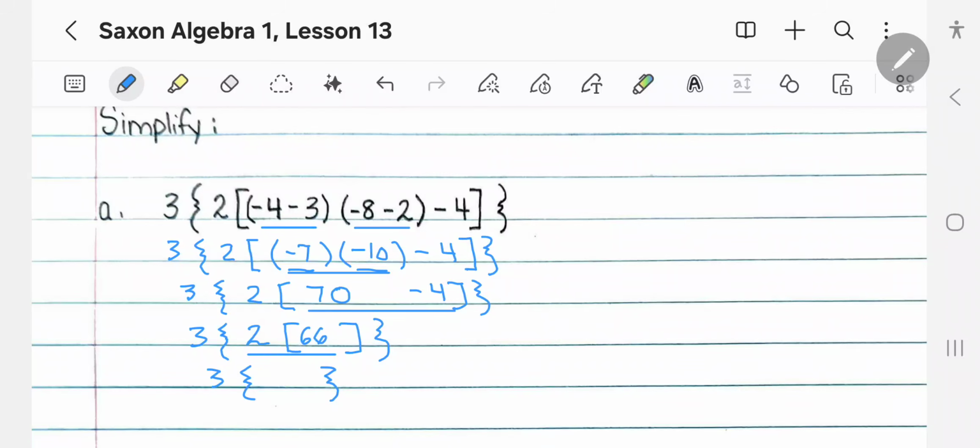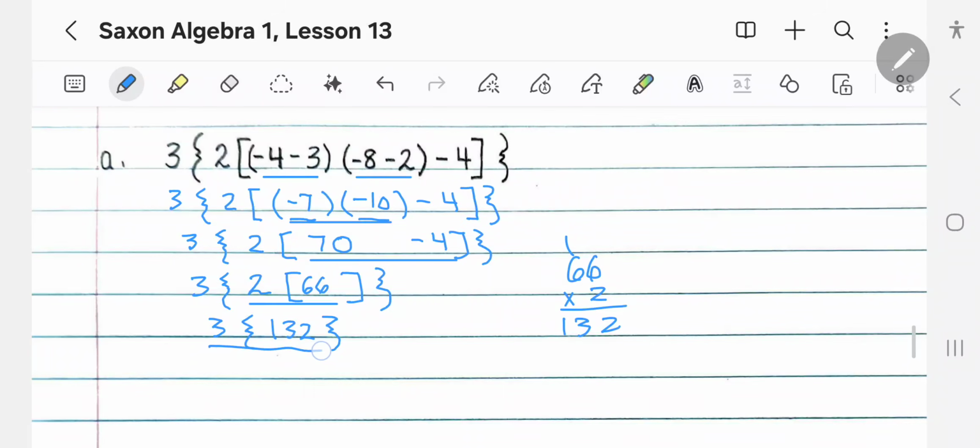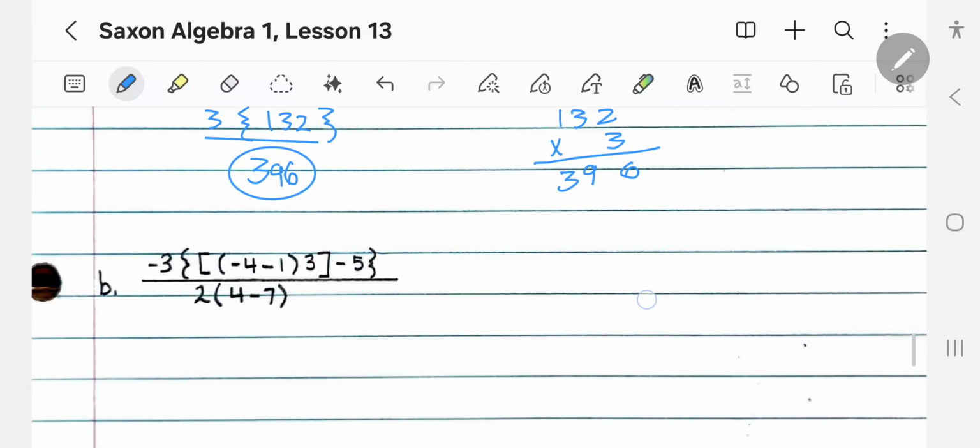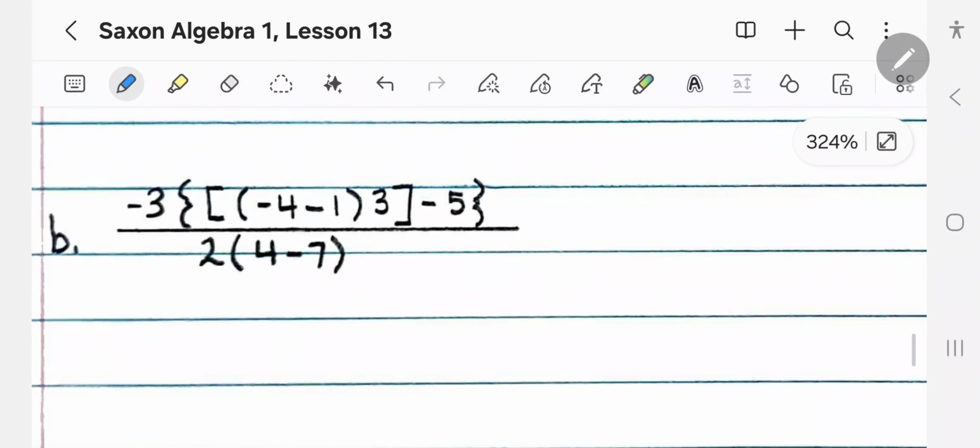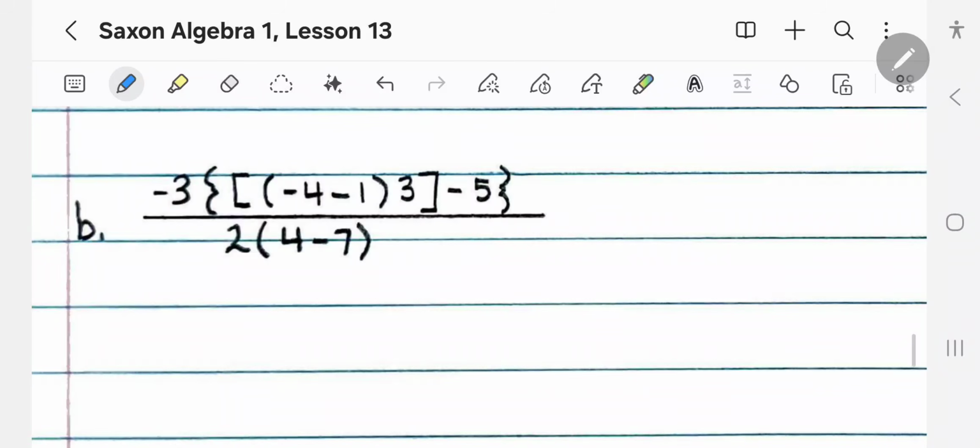And when you do 2 times 66, it's 132. And then I can multiply these. $396. And that's my answer for A. For B, we have a fraction. We're going to start on the inside here. Copy everything else down.